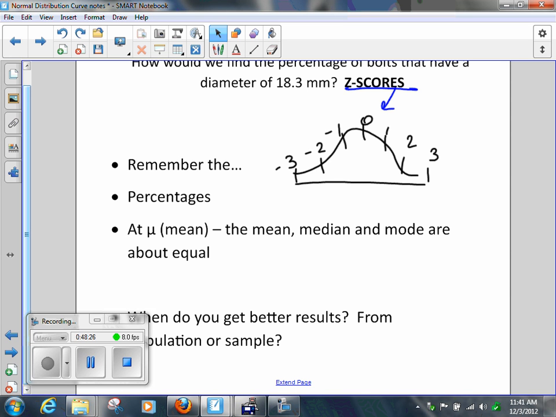Okay? Remember your percentages. 34, 34, 13.5, 2.5. Okay, you got to remember those. Got to remember that this is very important. At mu, at the mean, at that point on your distribution curve, that's where your mean, median, and mode are about the same number. They're equal. You need to know that.